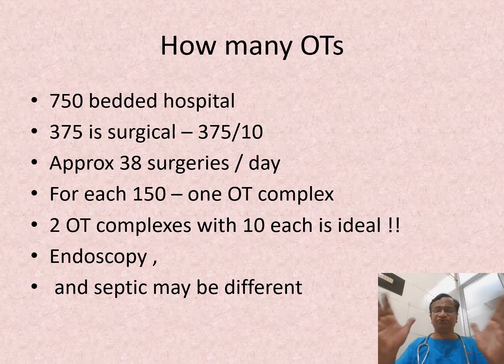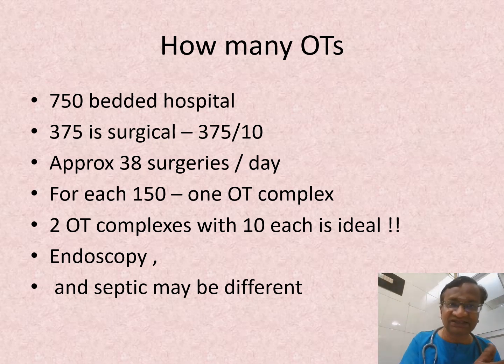How many OTs should be there? Now we have an OT like this. For example, a 750 bedded hospital, we have 375 surgical and 375 medical. Surgical means ENT, ophthal, ortho, general surgery, gynec, everything. So we have 375 as surgical cases and 375 as other cases.